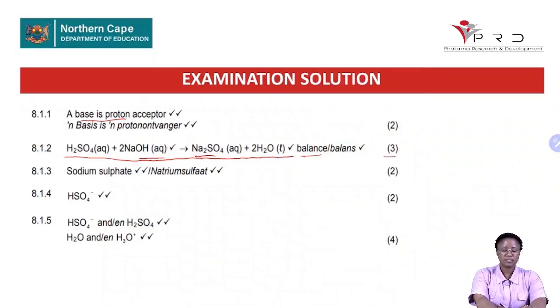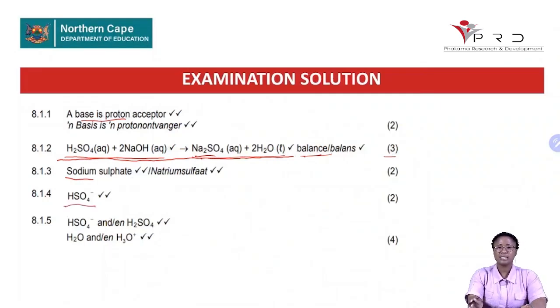So 1 mark is for the reactant and the other mark is for the product, and the last mark is for making sure that your formula is balanced. Then for writing sodium sulfate, remember the question was asking for the name, not the formula. You get 2 marks for that one.